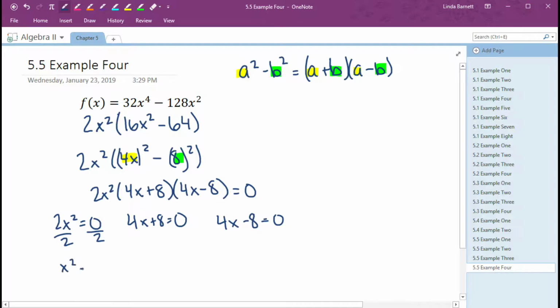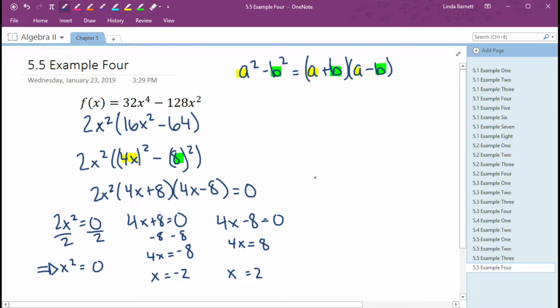So x squared is equal to 0. The square root of this is going to be 0. This is what they call a double 0, so it's going to bounce off my x-axis. And then I'm going to solve these ones. I subtract 8, and I get 4x is equal to negative 8. So x is equal to negative 2. And then x is going to be equal to a positive 2 because I add 8. 4x is equal to 8, divided by 4, and x is equal to 2.